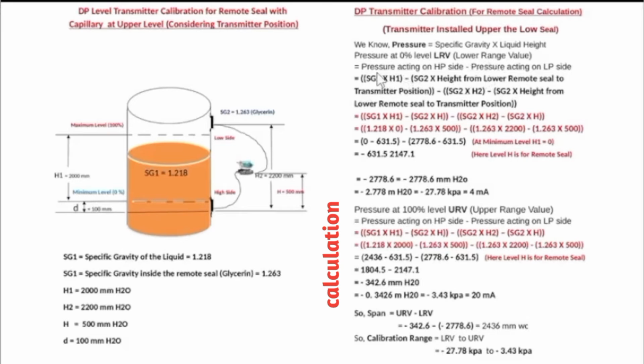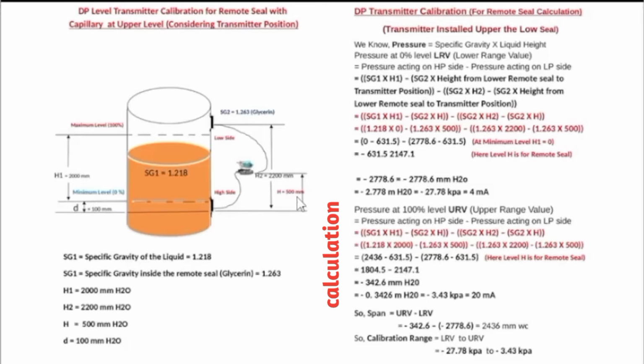LRV. LRV will be pressure acting on the HP side minus pressure acting on the LP side. So Hg1 into H1, as previous. That means the specific gravity inside this vessel, and H1 means this distance, minus Hg2 into the height from the lower remote seal to the transmitter position. That means here is H. We can see here from the remote seal to the transmitter height is 500 millimeter.